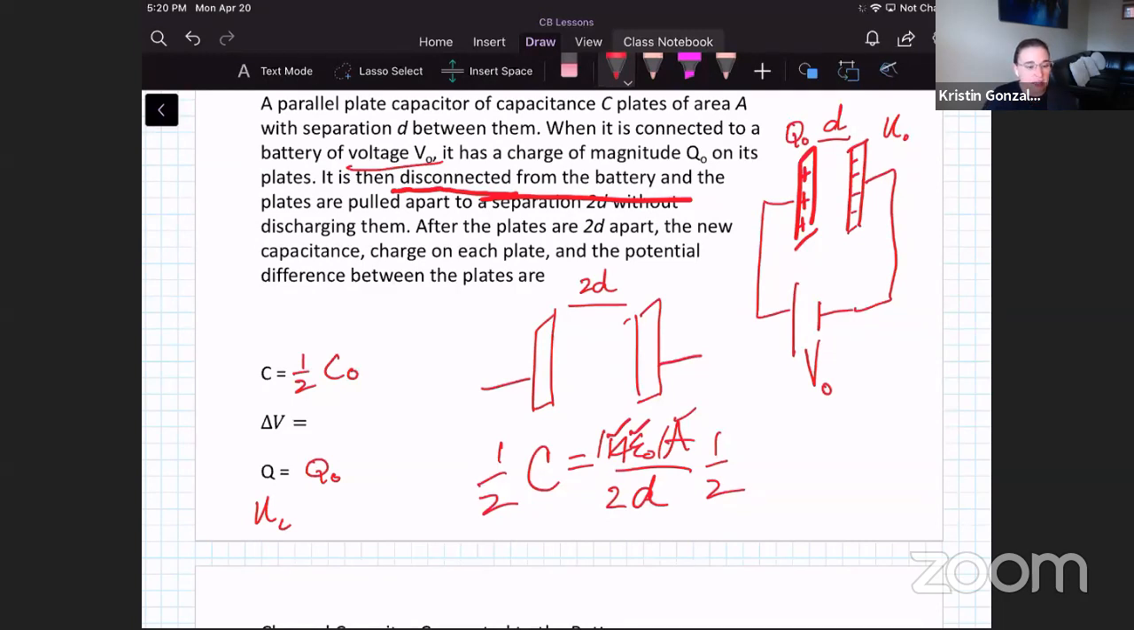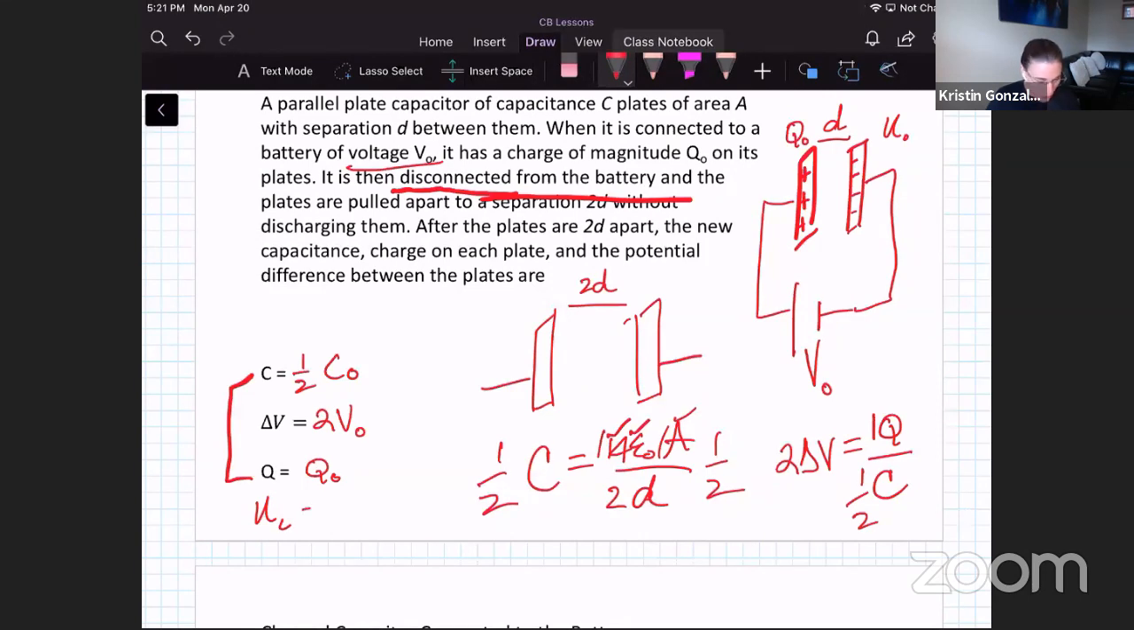Okay, and then we can look at the potential difference across those plates because we can relate the potential difference to the capacitance and the charge because we know that our delta V is equal to Q over C. So if we look at what we changed, our Q stayed the same. Our capacitance is now half as much. But if we have 1 divided by 1/2, that's really saying that we have twice the potential difference.